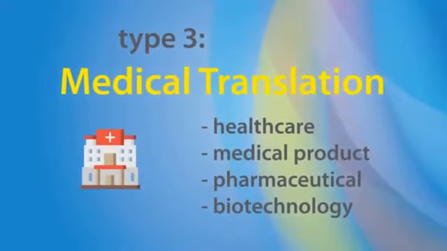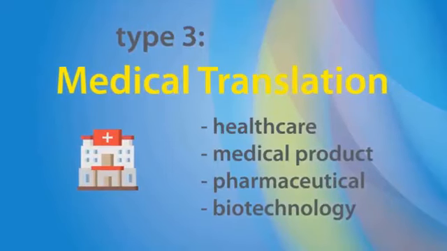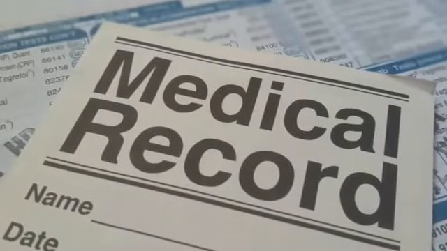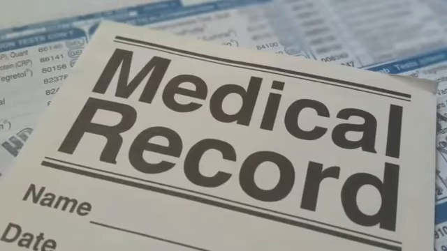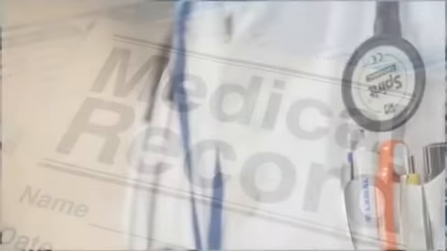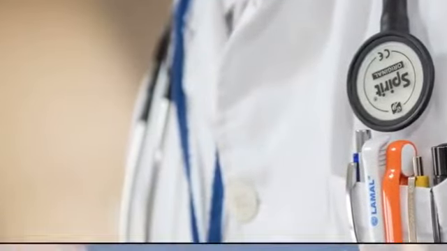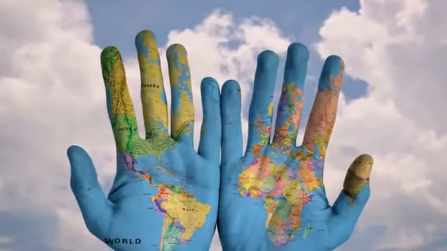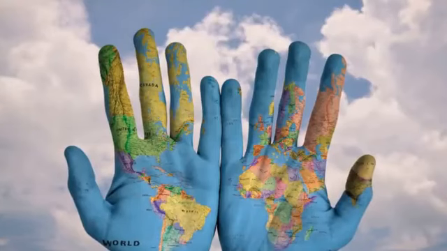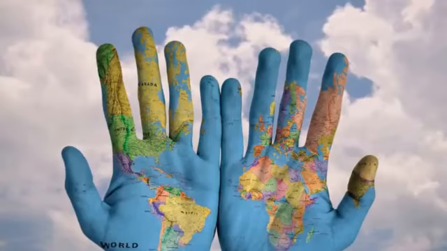Our third translation type is medical translation, which is a translation of healthcare, medical product, pharmaceutical, and biotechnology materials. Now this covers a huge variety of specialist areas and materials, everything from patient information to regulatory, marketing, and technical documentation. So it goes without saying that a translator with a medical background will be needed for many of these texts. And interesting here is that many countries have specific requirements for the translation of medical device and pharmaceutical documentation, both for what information must be included and how this has to be presented.